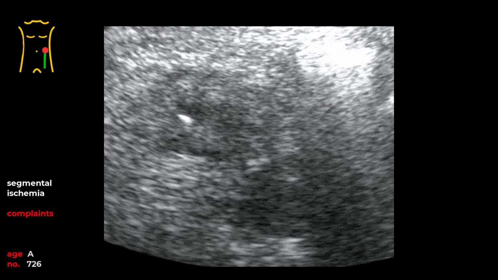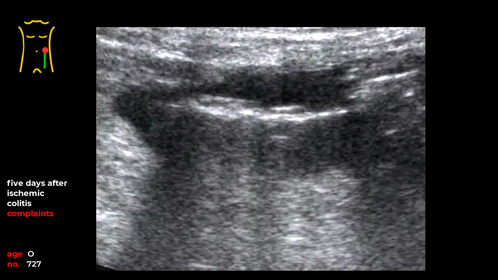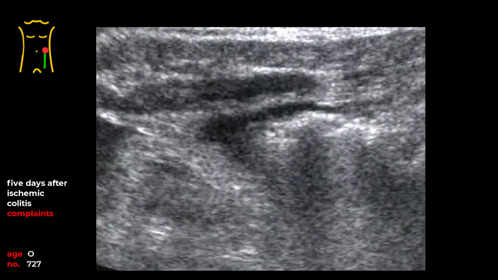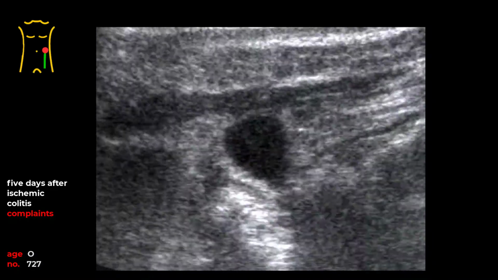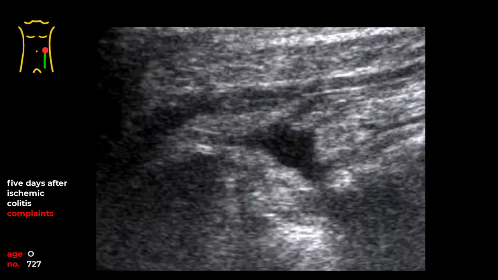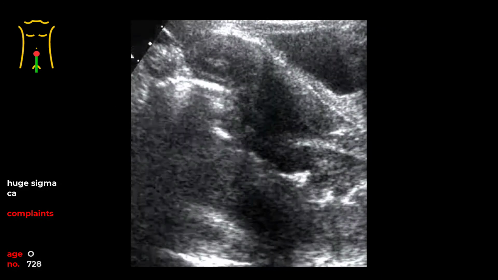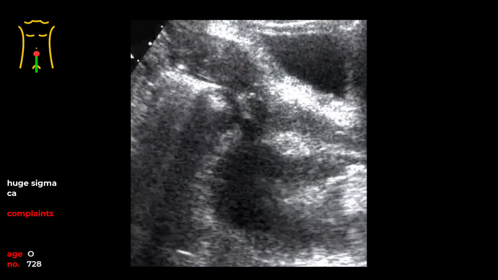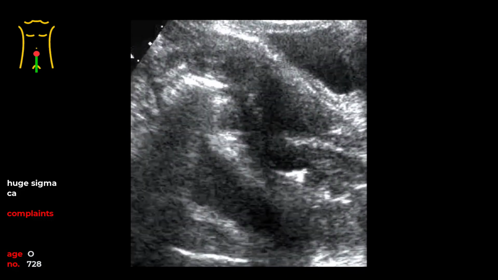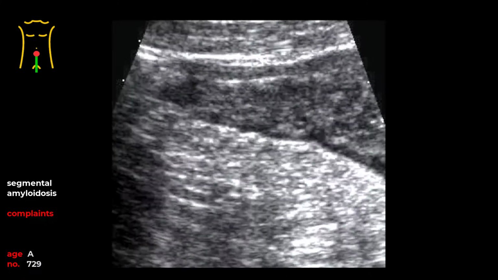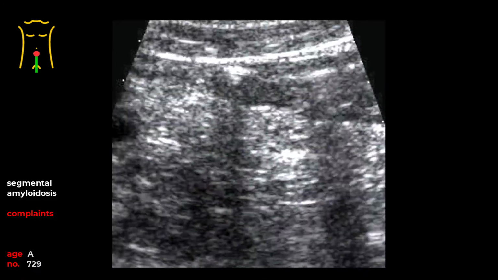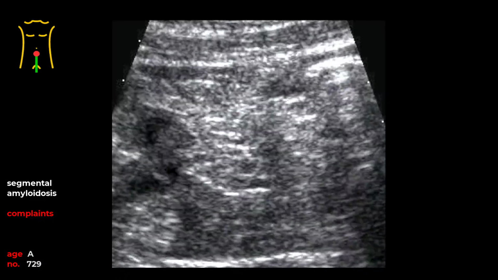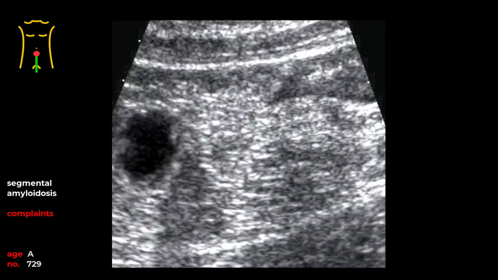Another segmental ischemia is seen in 726, whereas in 727 you see another 5 days old ischemic colitis. In 728 you can realize a really huge sigmoid carcinoma, while 729 represents the seldom case of a segmental amyloidosis of the sigmoid and the stomach.